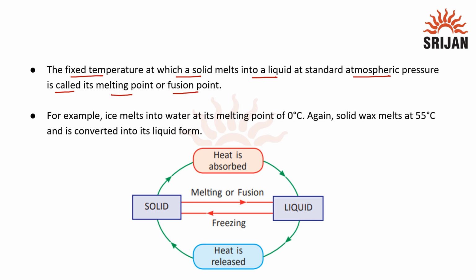For example, ice melts into water at a melting point of 0 degrees Celsius. Again, solid wax melts at 55 degrees Celsius and is converted into its liquid form. So here 0 degrees Celsius is the melting point of water and 55 degrees Celsius is the melting point of wax. Here we have an image which shows that solid is getting converted into liquid by melting or fusion, and in this process heat is being absorbed.